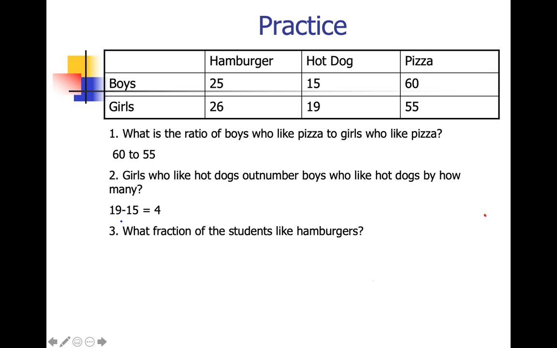So I have to figure out what fraction of the students like hamburgers. Well, how many students like hamburgers? 25 boys and 26 girls. How much is that total? Good, 51. So I get 51 out of 200. Okay, that is my fraction.